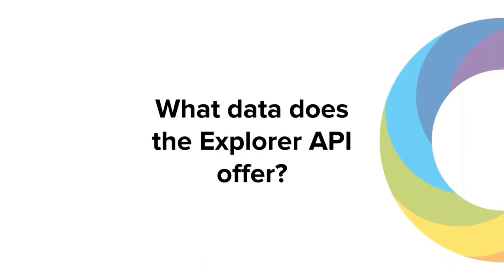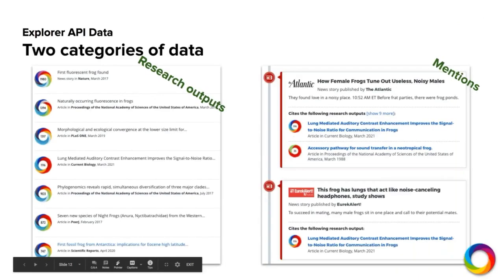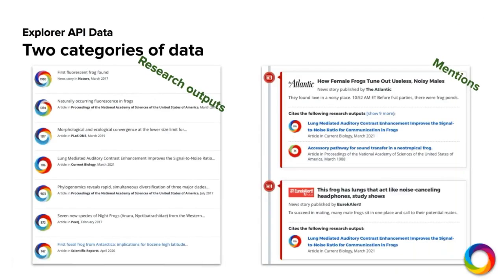Let's talk through the data that you can access through the Explorer API and how to navigate the responses from each of the different endpoints that's available. On a fundamental level, the altmetric database is composed of two categories of data and the relationships between those two elements. The first is research outputs. These are published items like articles, data sets, books, book chapters, commentary pieces, etc.